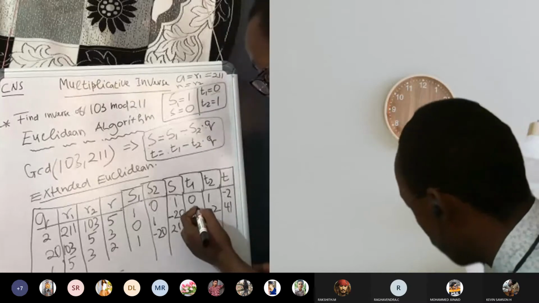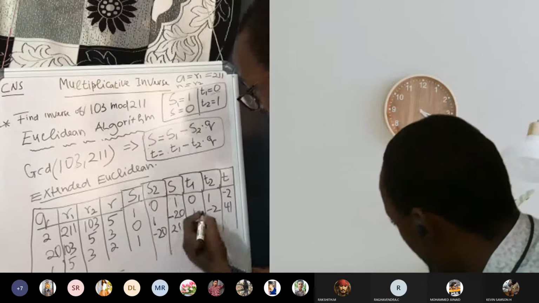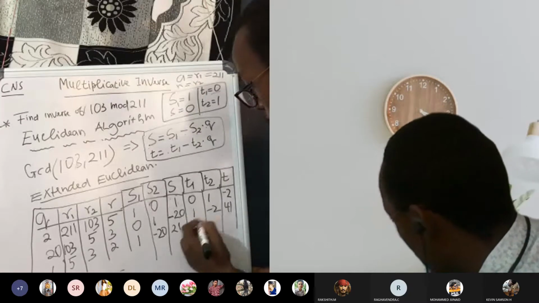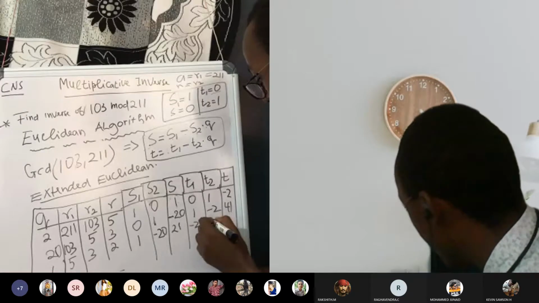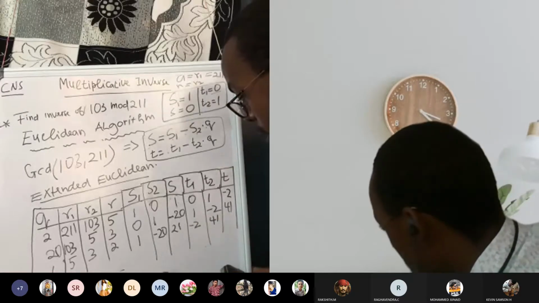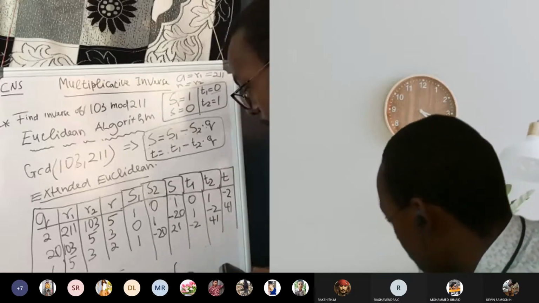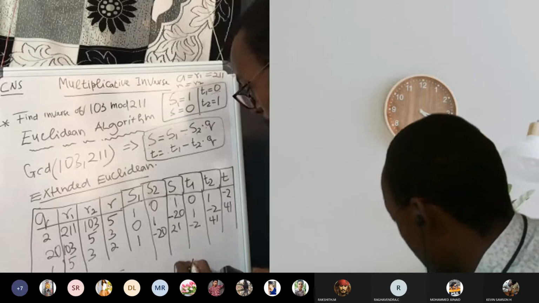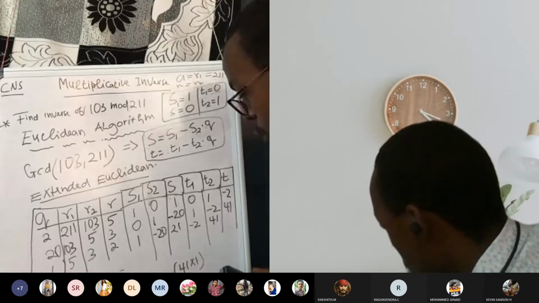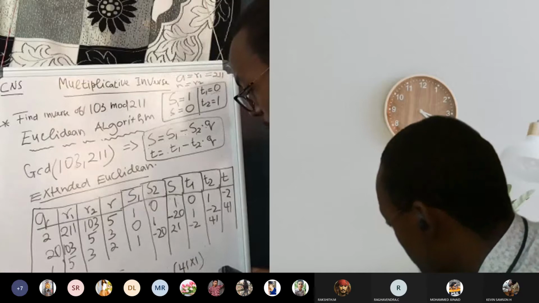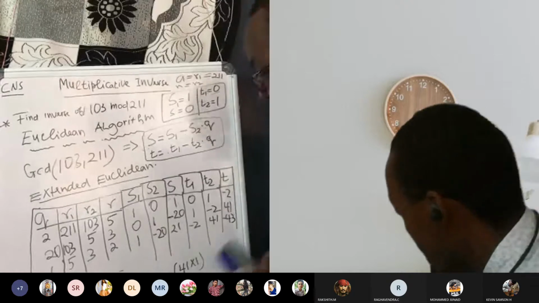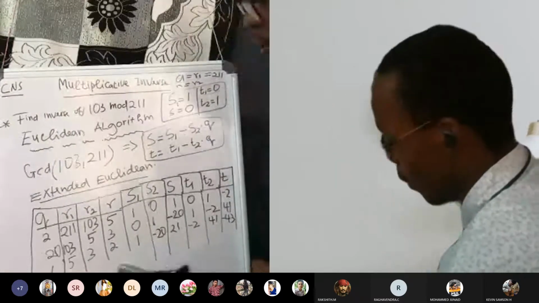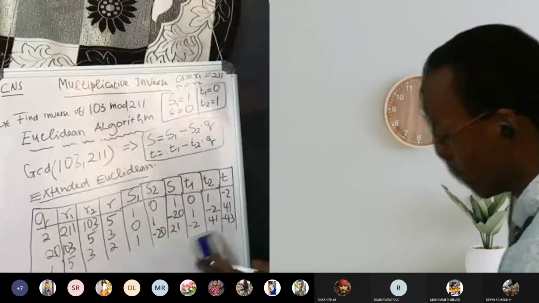Now second, which value do we have here? Here we have the value 40. Okay, here we have minus 2. Here we have 41. We have minus 2 minus 41 into 1, which is equal to minus 43. Okay, minus 43. This is going to be minus 43. Correct.